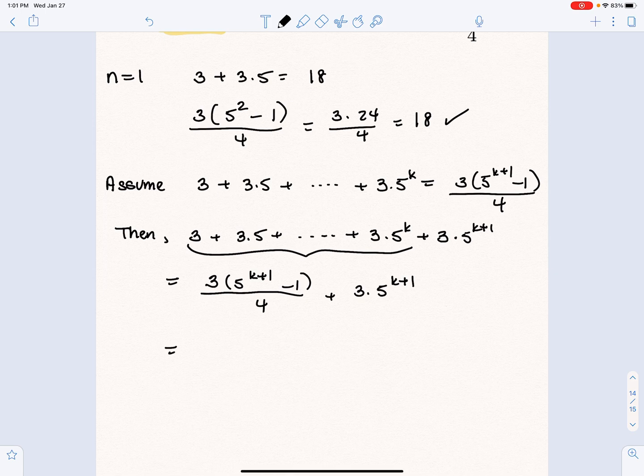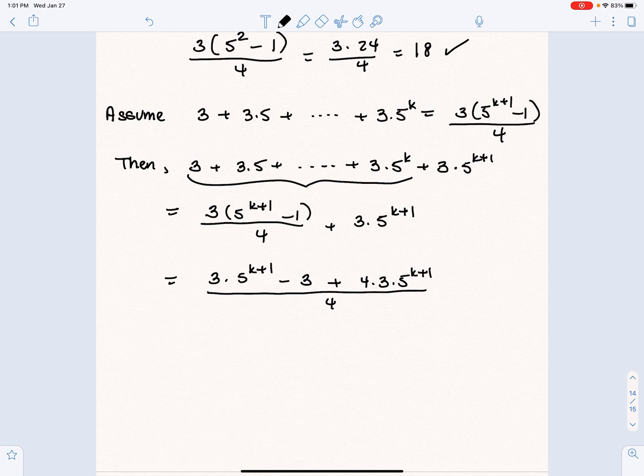Well, I'm guessing we'll make a common denominator since our final expression should have a common denominator. So this is 3 times 5 to the k plus 1 minus 3 plus 4 times 3 times 5 to the k plus 1 all over 4. Now this isn't looking too good right now, right? Because it just doesn't look like it's falling together. Don't worry, it will. So if we add this term and this term together, this is 12 times 5 to the k plus 1.